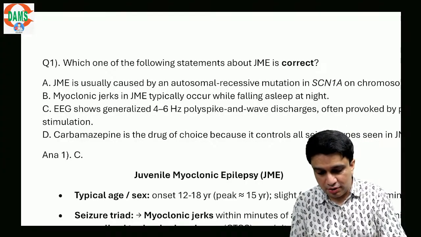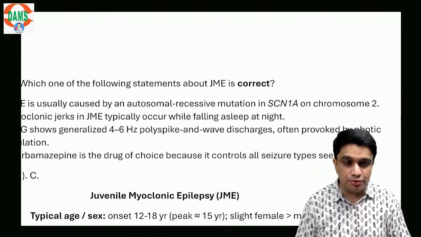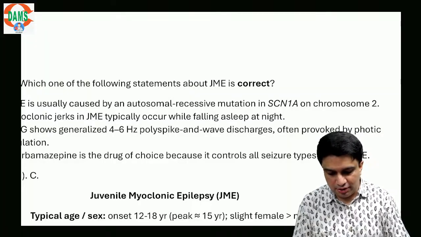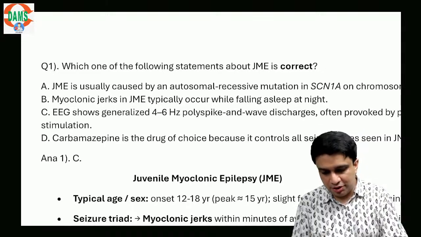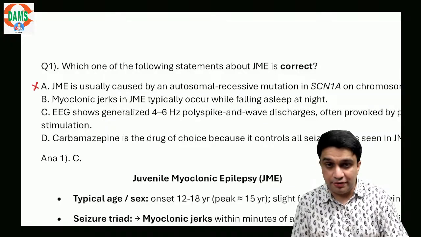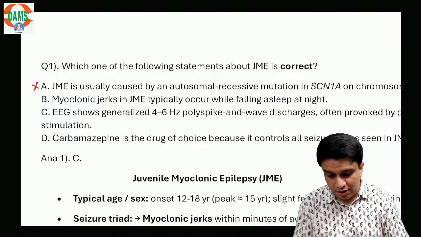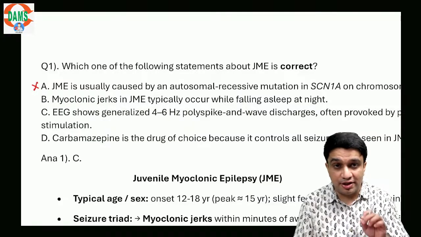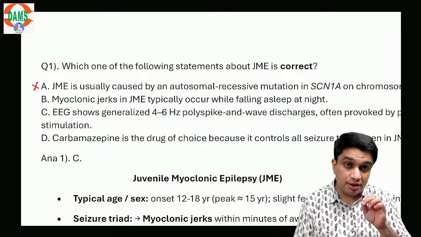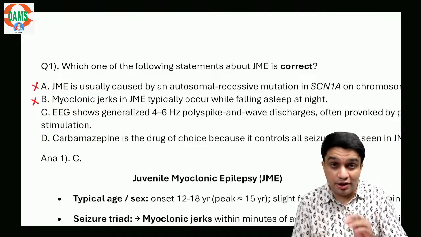Option A: JME is usually an autosomal recessive mutation on the SCN1A gene on chromosome 2. First of all, is it true or false? No, there are multiple genes, not only one gene, and there is nothing like autosomal recessive mutation mentioned there. Option B: myoclonic jerks in JME typically occur while falling asleep at night. No. The characteristic pattern of the myoclonic jerk is more on awakening, not in the night.